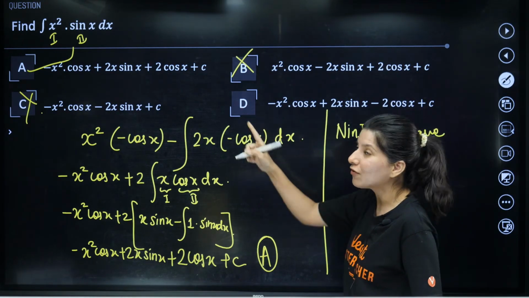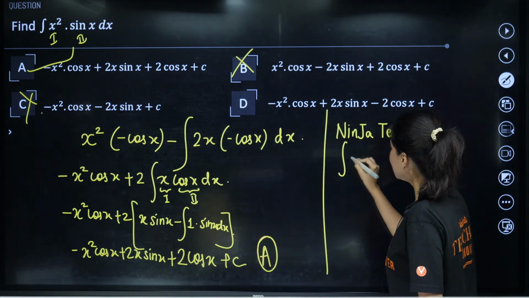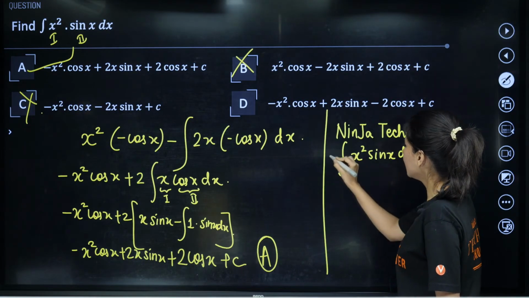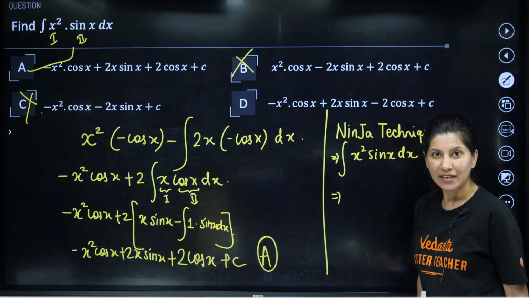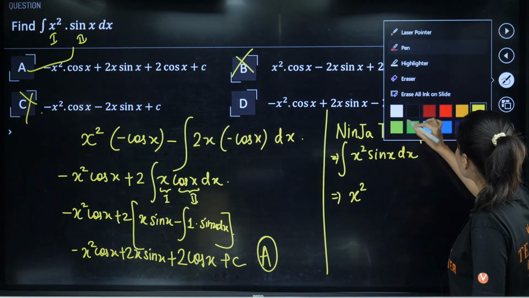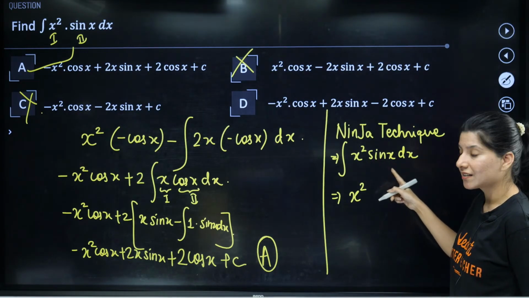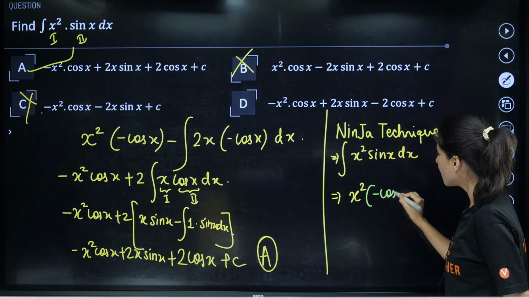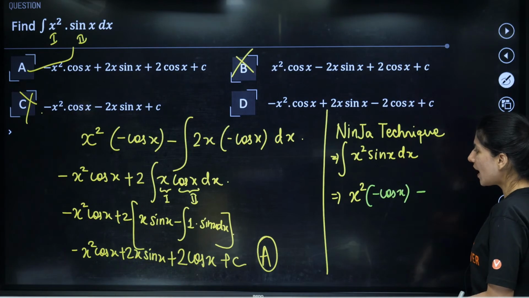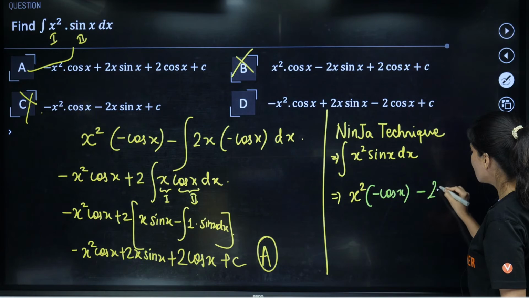So, the ninja technique for x raised to power n times sin x type of questions. Integration of x square sin x dx. Now x square is kept constant and you have to integrate sin x, so that will give you minus cos x. Minus, this time you have to differentiate x square, so you will get 2x.